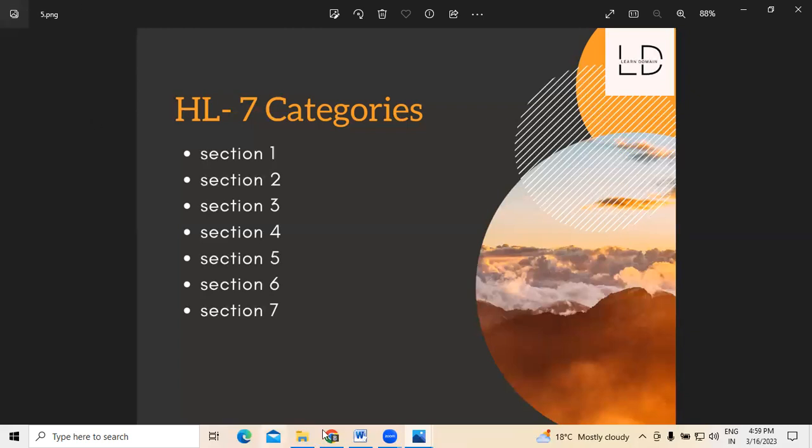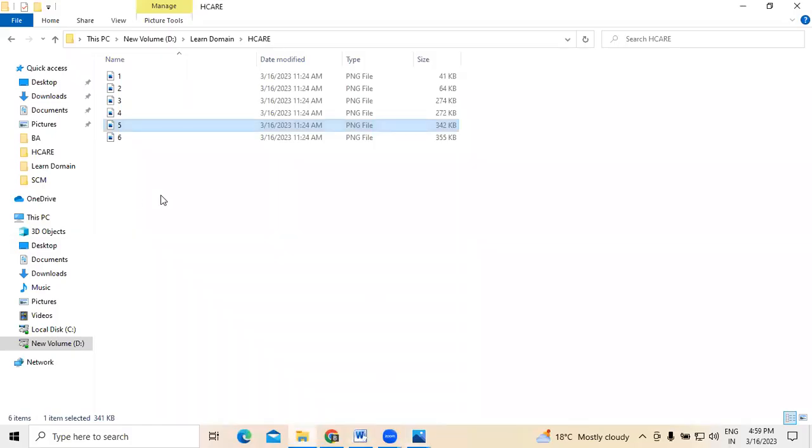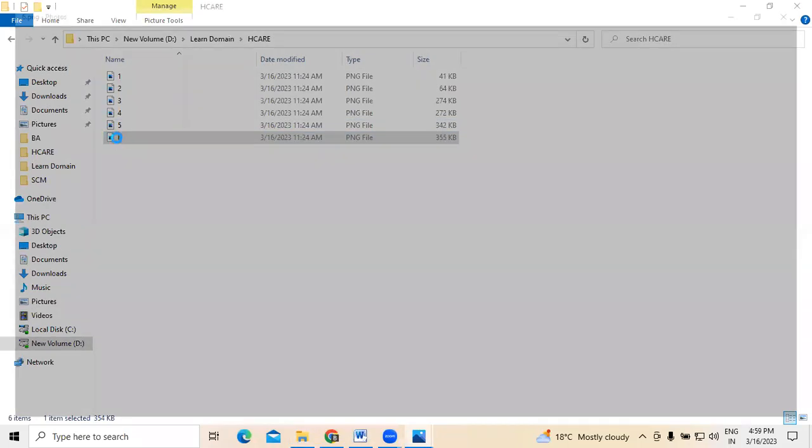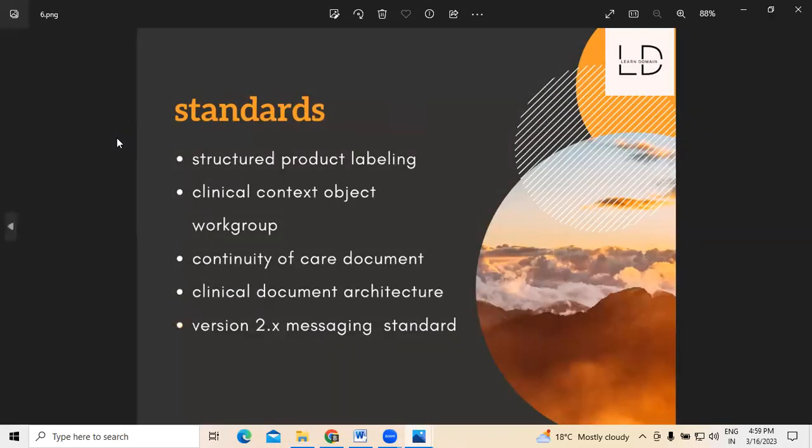Now, when we are talking about the standards of HL-7, these are the standards which are normally used. The first is called structured product labeling. The second is the clinical context object work group, followed by the continuity of care document, clinical document architecture, and at the same time the version 2.x messaging standard.